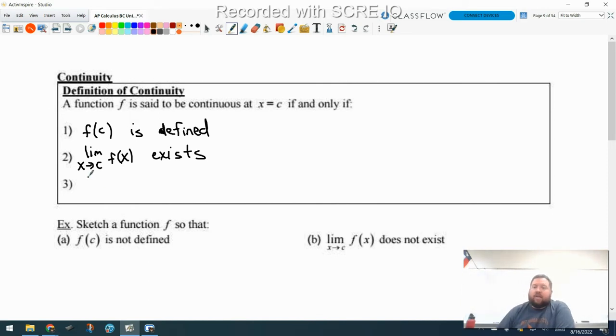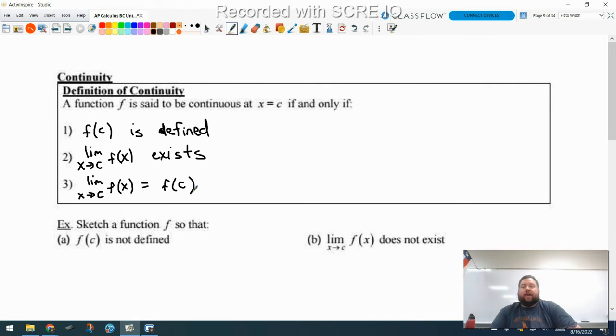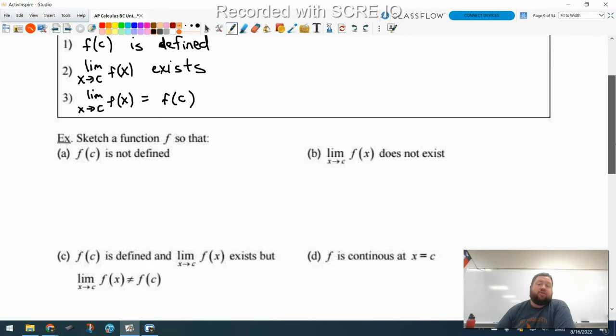All right, and then finally, the limit as x approaches c of f of x has to equal f of c. So that limit has to equal the value of the function. So the function actually has to approach that closed circle point on the graph. All right, so we're going to sketch a few graphs that break these rules.